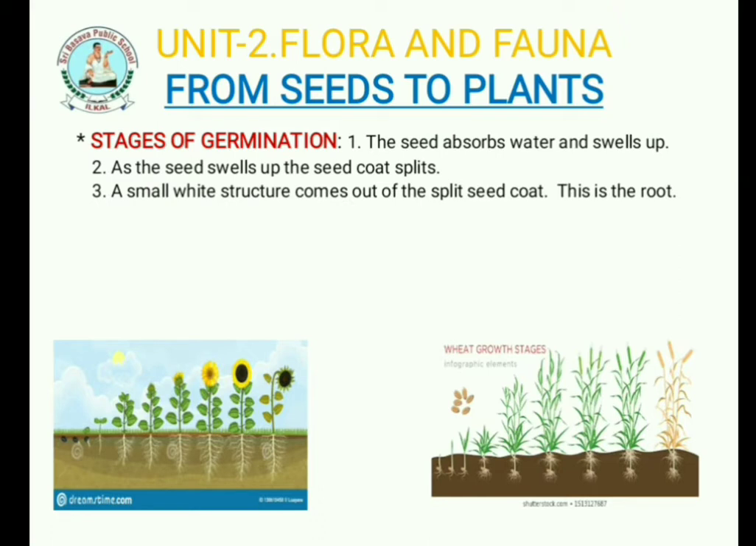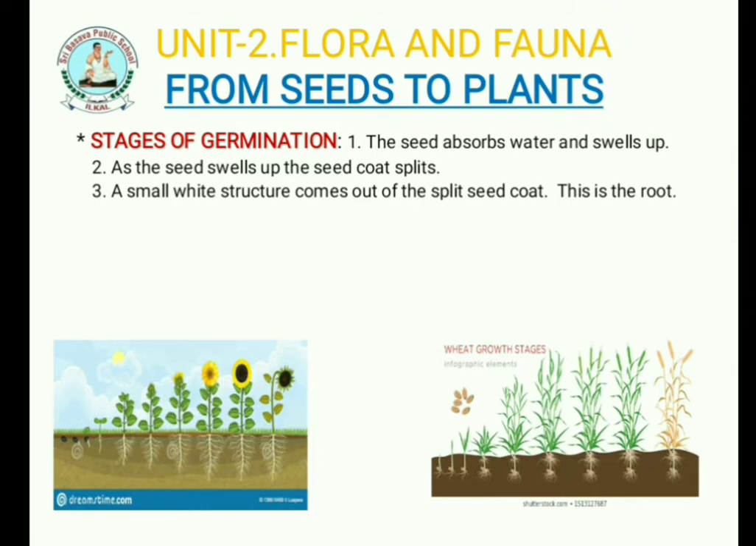Third point, a small white structure comes out of the split seed coat. This is the root. A small white structure comes out of the split seed coat. So we can say that this is the root.